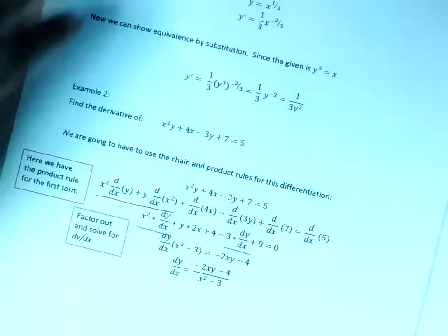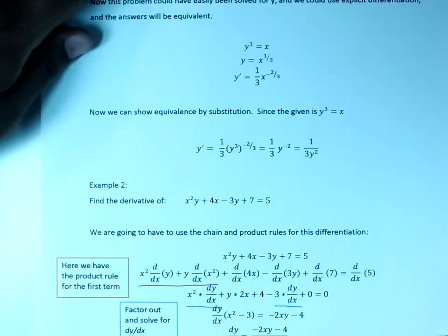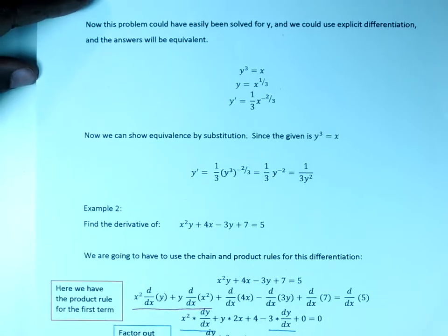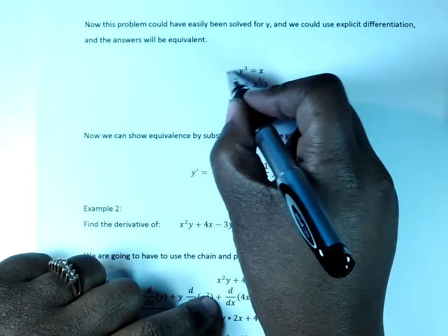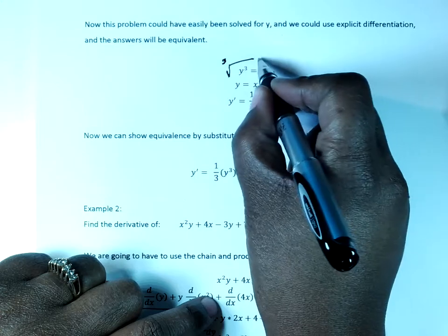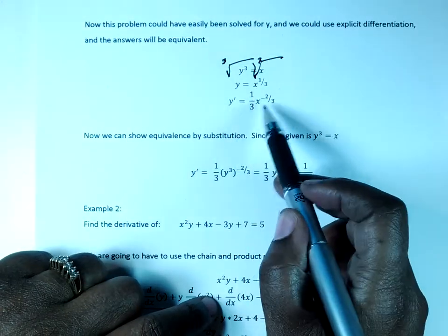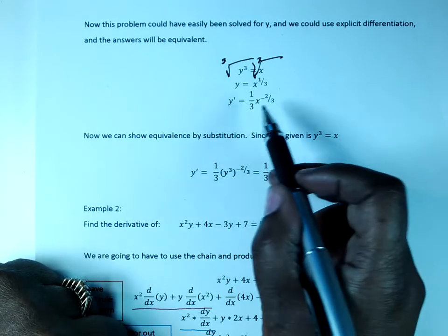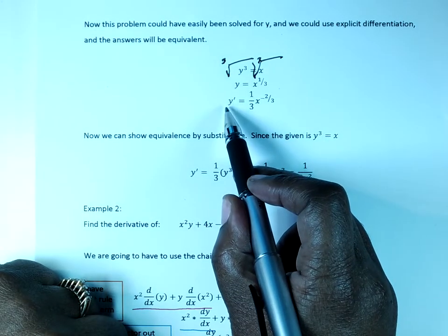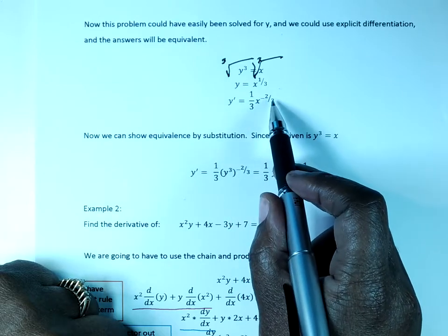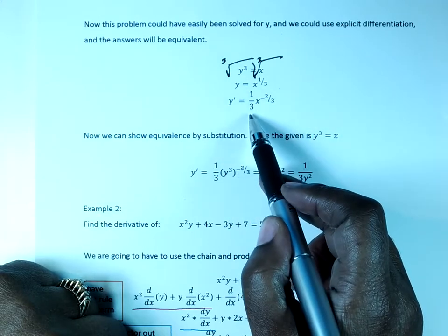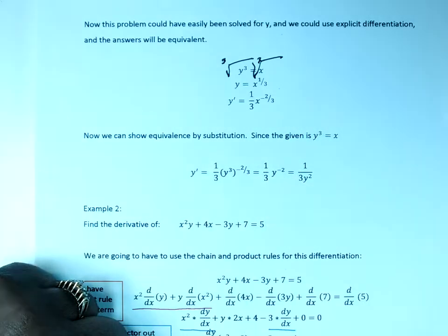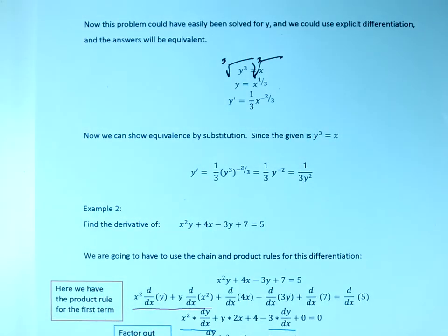But we could easily solve this problem explicitly for y. So if I have done that, I have y cubed is equal to x, and all we do is take the cube root of both sides, and we get y equals x to the 1/3 power, or the cube root of x. Now when I take the derivative, I just have my y prime, and then here the 1/3 gets multiplied out front, and then subtract 1 from the exponent, so I get 1/3 x to the negative 2/3.